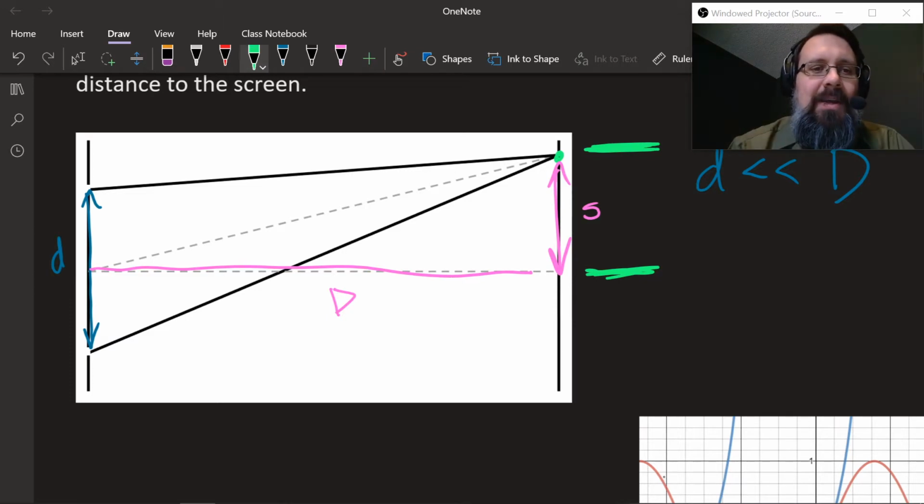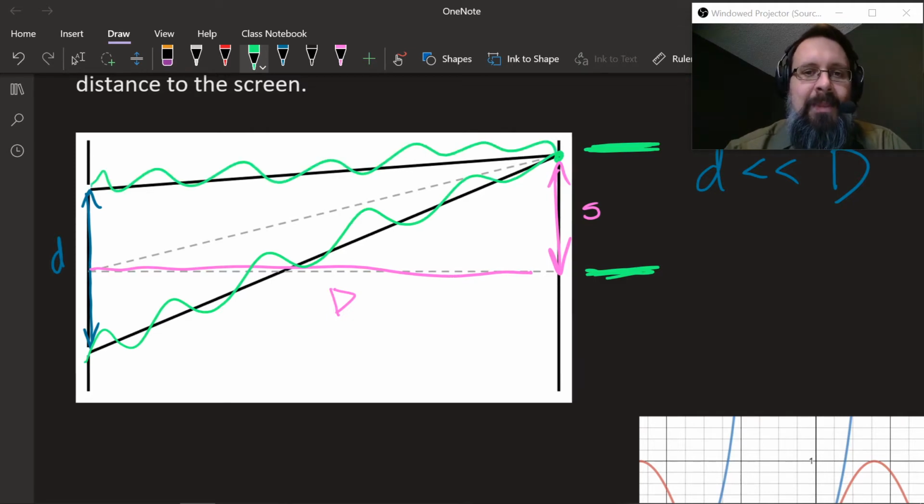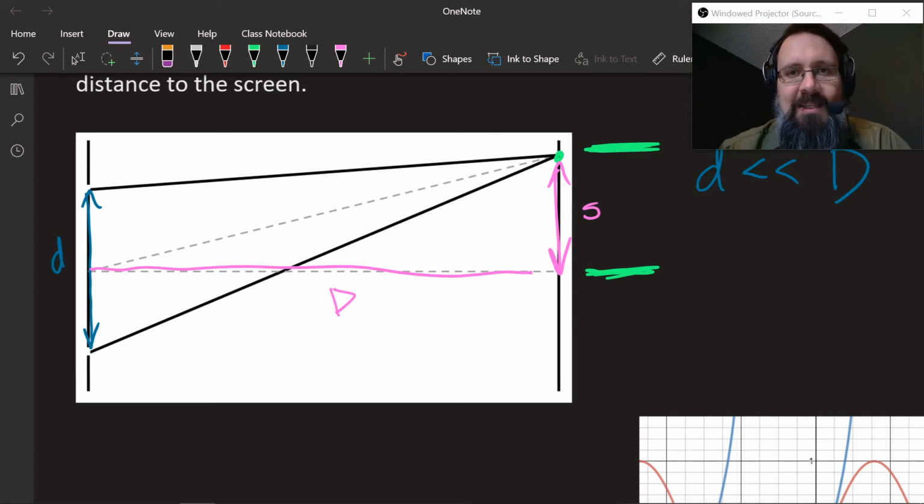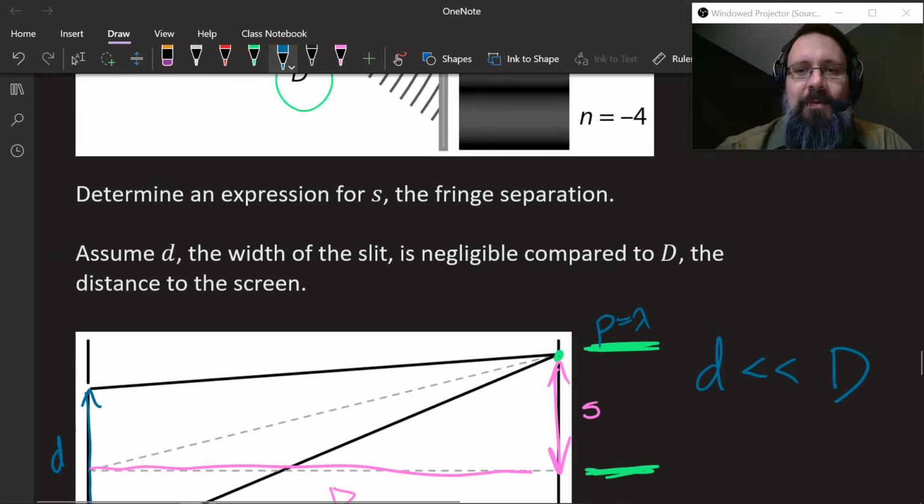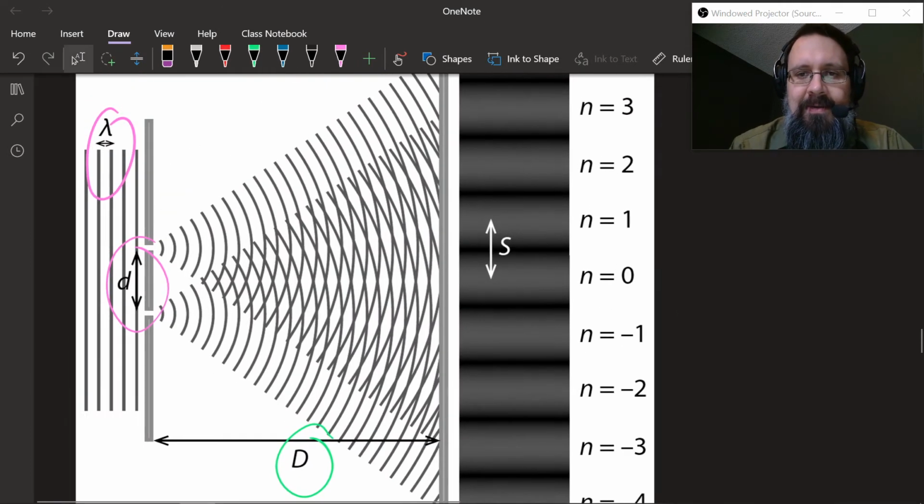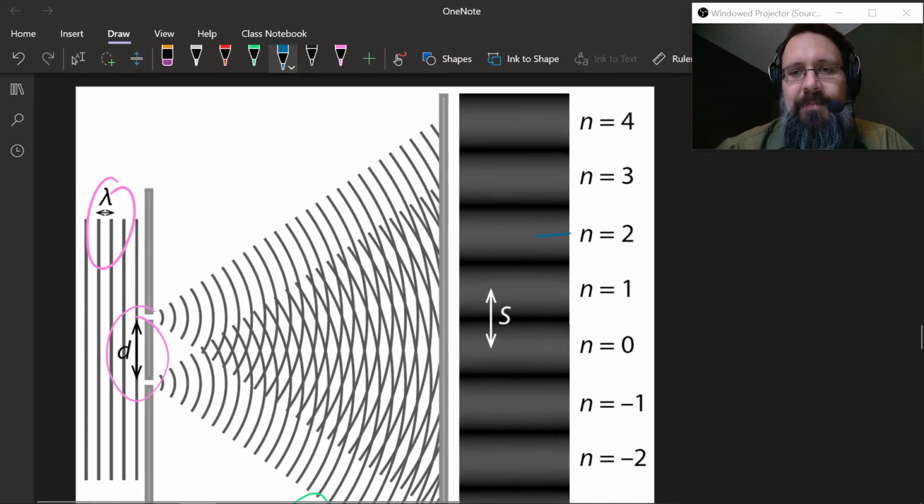Now what we know is that the wave from here is going to come out and hit that spot, and the wave from here is also going to come and hit the same spot. They're going to have to reach that spot with one wavelength of extra distance. Let's call it the path difference, p. For this first one, the path difference is just going to be lambda. If you go out to the next one, to here, the path difference would be 2 lambda.